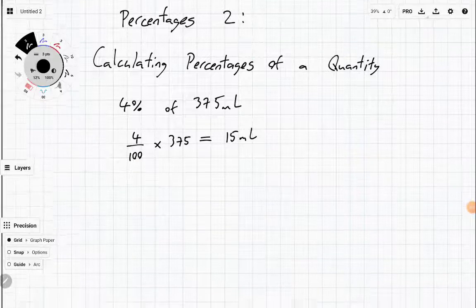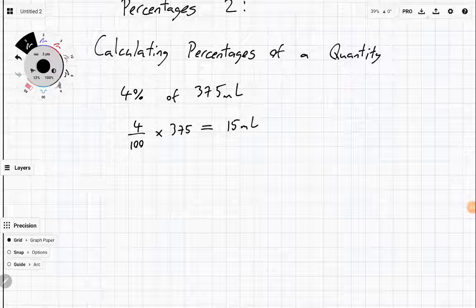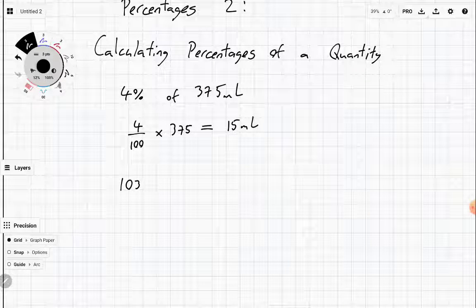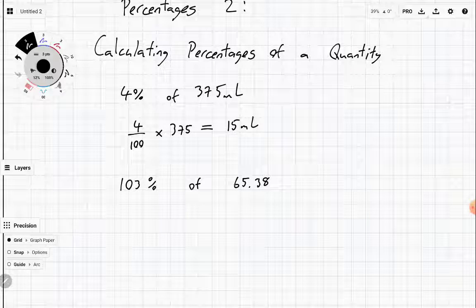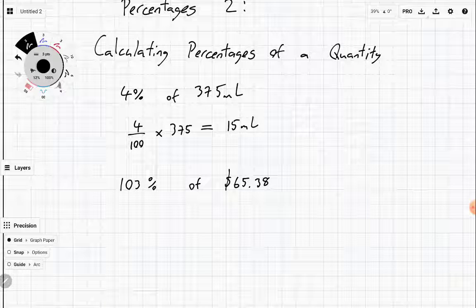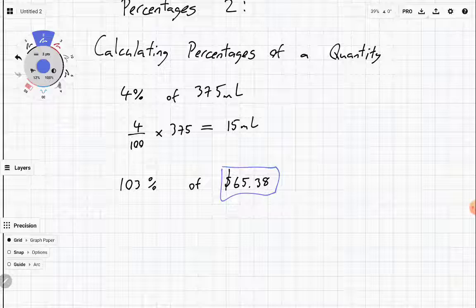So let's imagine we want to instead calculate, say, 103% of... Alright, so this is a great example of increasing the value of something, right? So you've got a shoe that when you make it, it costs $65.38 to actually produce it, okay? And you want to profit on this, all right? If you're going to sell this shoe for that amount of money, you're actually not making a profit. You're just going to break even, essentially. So there's no point in selling it for that cost.